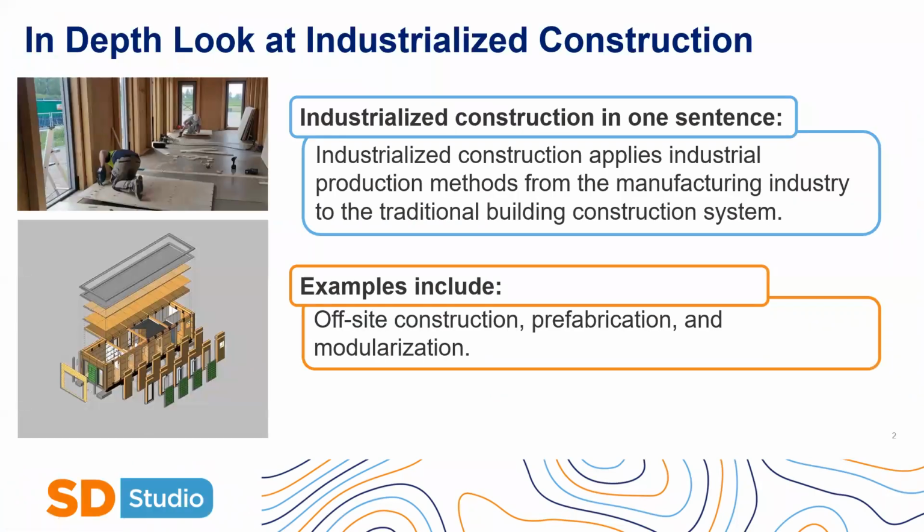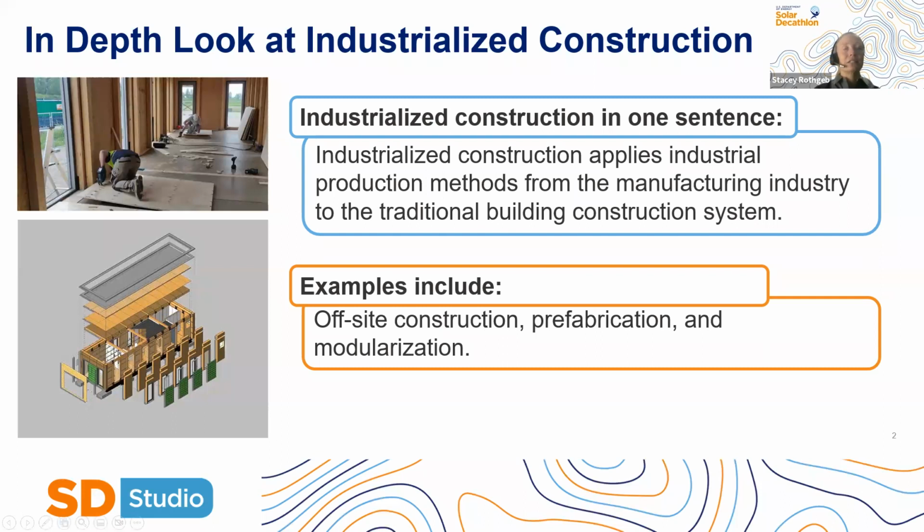So what we're doing today, if you want to switch the slide, Michael. Our topic for today is industrialized construction. And I want to do a little level setting here on our definition of industrialized construction: applied industrial product production methods for the manufacturing industry to traditional building construction systems. The idea here is that we've been building with the same basic methods for 200 years, and we're looking to modernize a little bit.